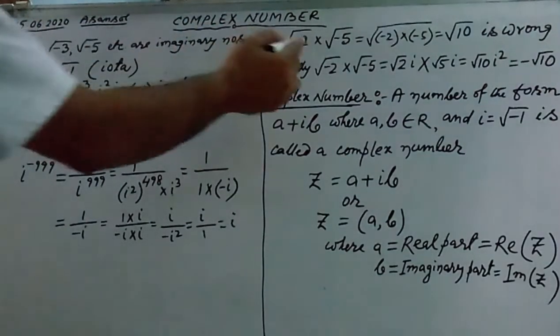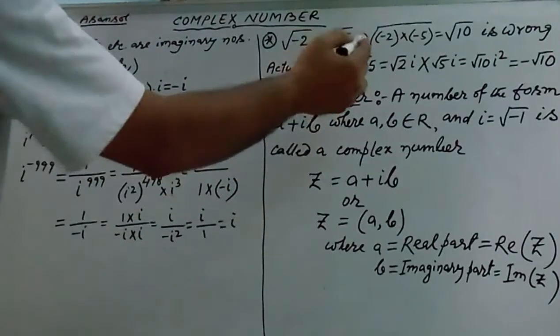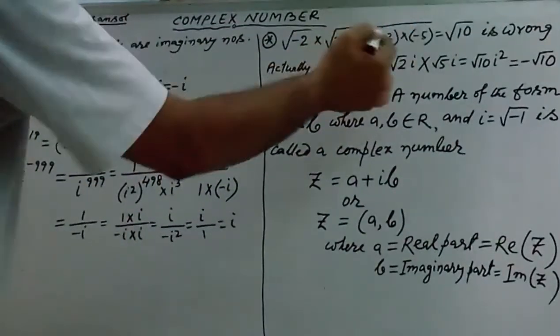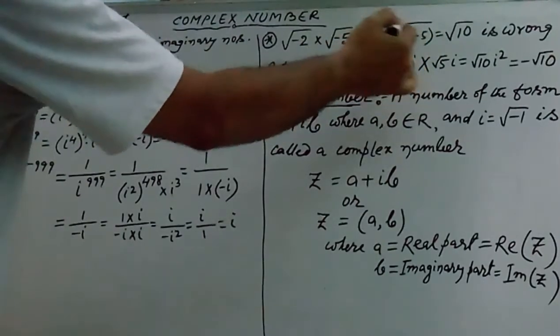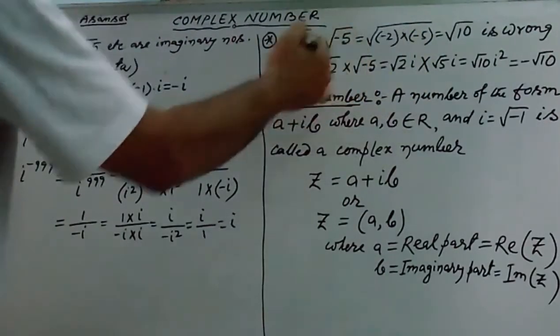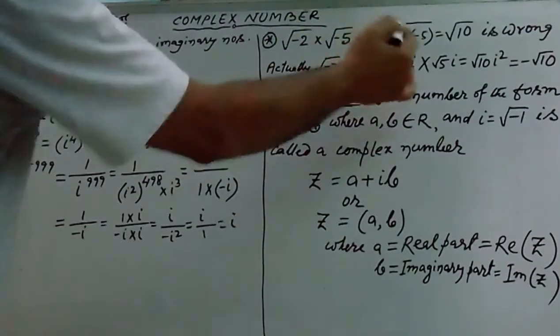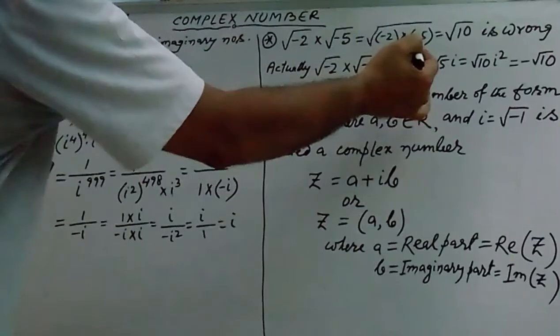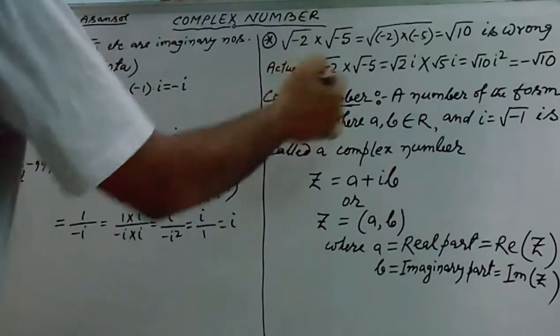Square root of minus 2 into square root of minus 5. If we write it as square root of minus 2 into minus 5, that will be wrong. It cannot be. For imaginary numbers, we cannot write it like this, so this is wrong.